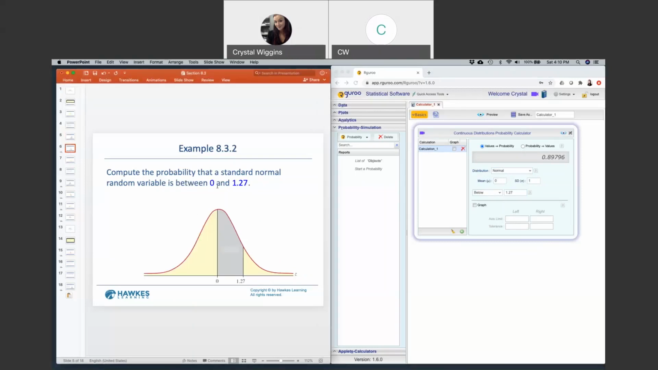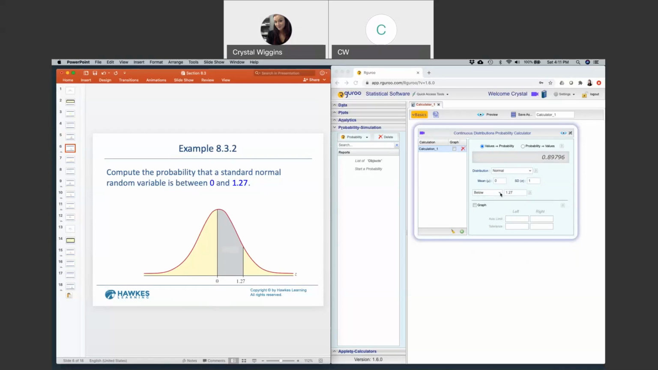Now let's compute an area between two z-scores. A z-score of 0 is the mean, so that's directly in the middle. So if we're talking about an area of less than 0, it's exactly 50%, or greater than 0 is exactly 50%. This curve is symmetric. So we can be confident that the mean of 0 is marking the 50th percentile, because remember, percentiles are areas to the left. So let's calculate between 0 and 1.27.